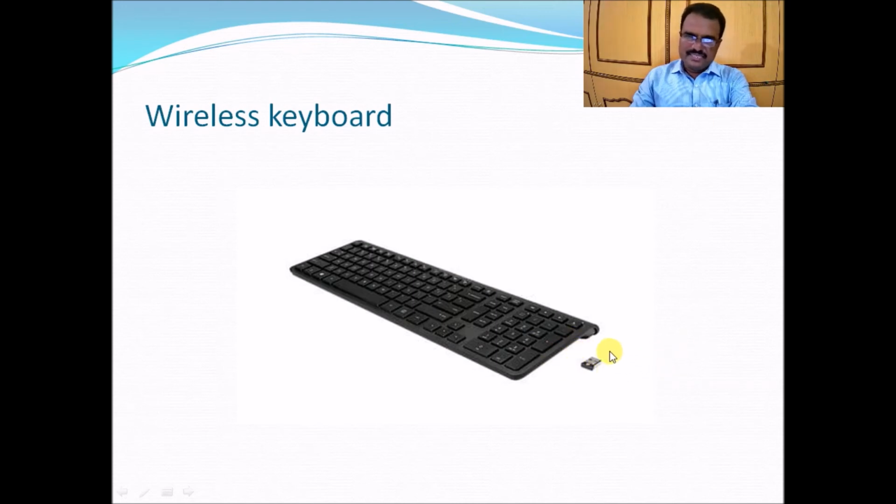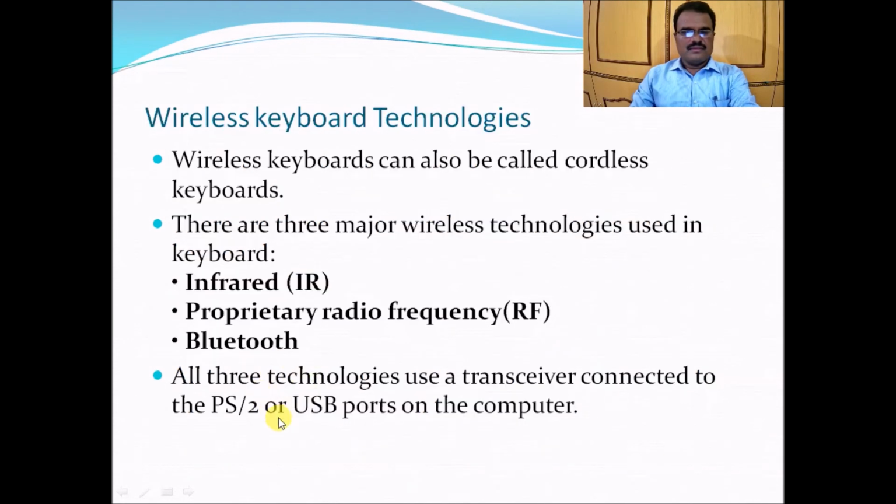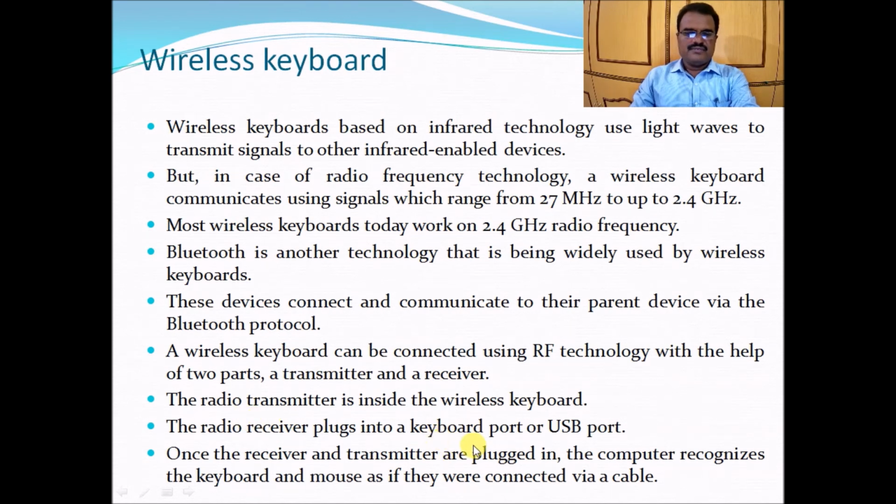So we have to insert this device in the laptop or computer and start working with this keyboard. The transmitter inside the keyboard and the receiver connected to the laptop or computer work together to exchange information wirelessly. So the radio receiver plugs into the keyboard port or USB port. Once the receiver and transmitter are plugged in, the computer recognizes the keyboard and mouse as if they were connected via a cable.